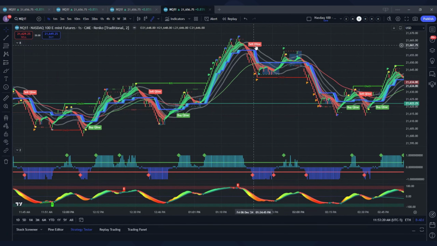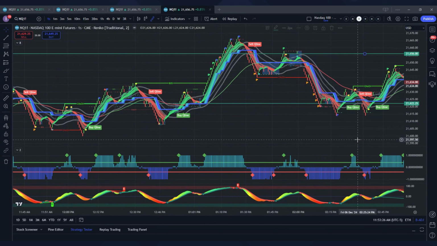So we got a sell Q line alert, probably at about 21,656, and we begin to push down to the downside to about 640. So about 16 points before we begin to pull up. Now we begin to pull up here, come down a bit here.